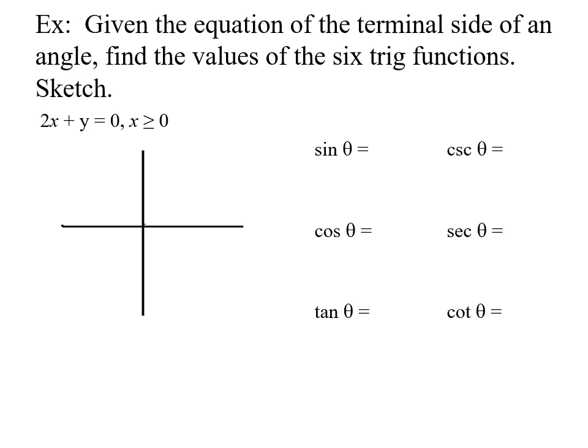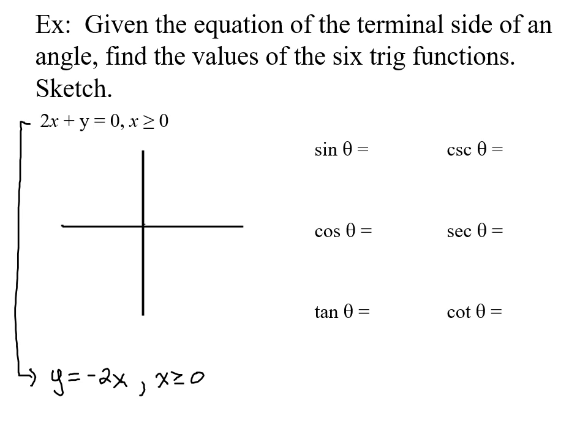So this says, given the equation of the terminal side of an angle, find the values of all 6 trig functions. So this is a little bit of college algebra per se. We're looking at sketching really this line, 2x plus y equals 0, where x is greater than 0. I have come to the realization in the past that a lot of people like to take this equation and solve it for y and make it y equals negative 2x, where x is greater than or equal to 0.